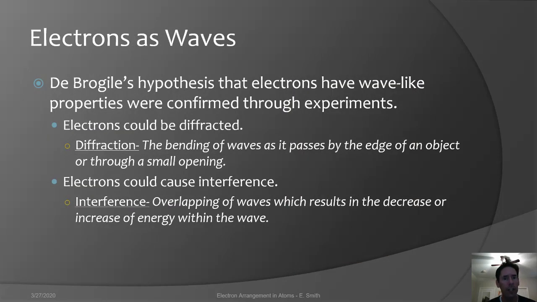In his hypothesis, he was actually able to prove it by experimentation. In his experiments, he found that electrons could be diffracted, meaning that they could be bent around the edge of an object or through a small opening, and that they would also experience what is called interference. This therefore proved that electrons were moving in the pattern of a wave, meaning they're not going in a straight line. They're going in a wave-like pattern in a direction.